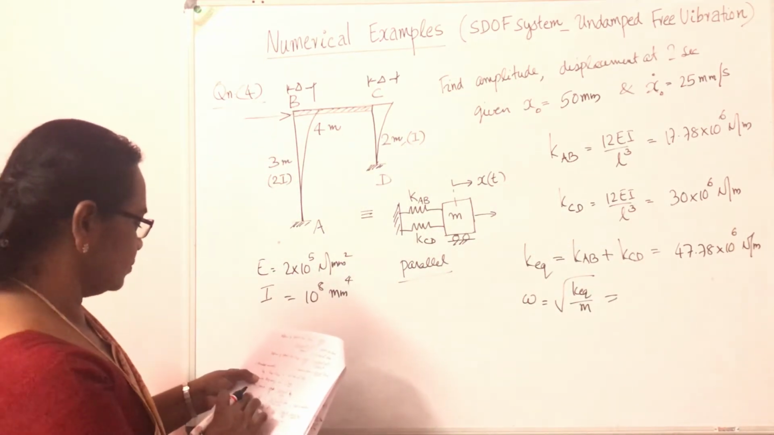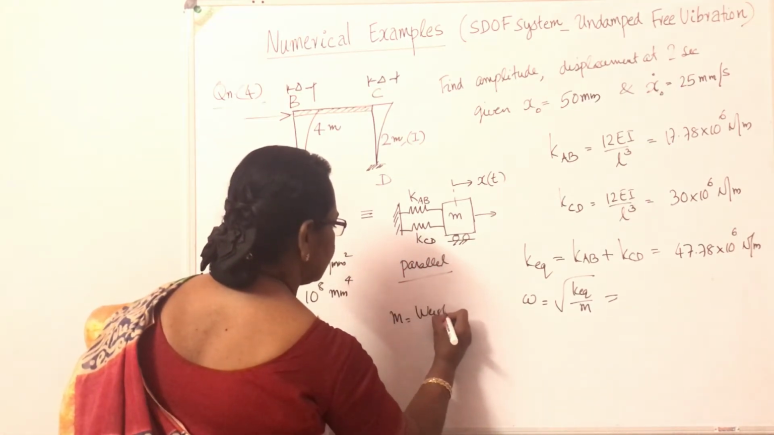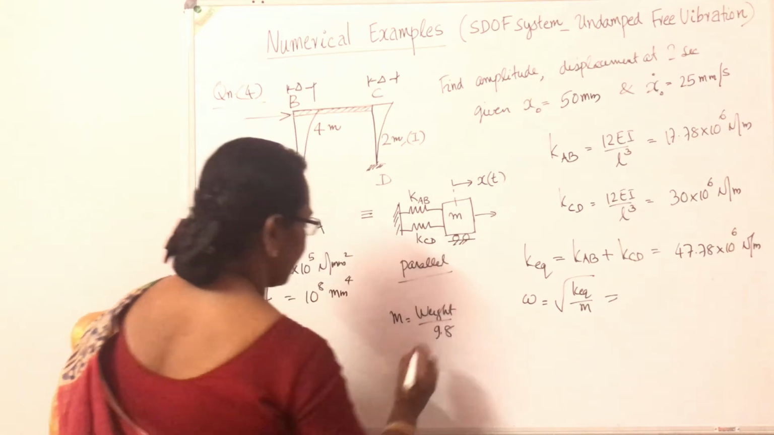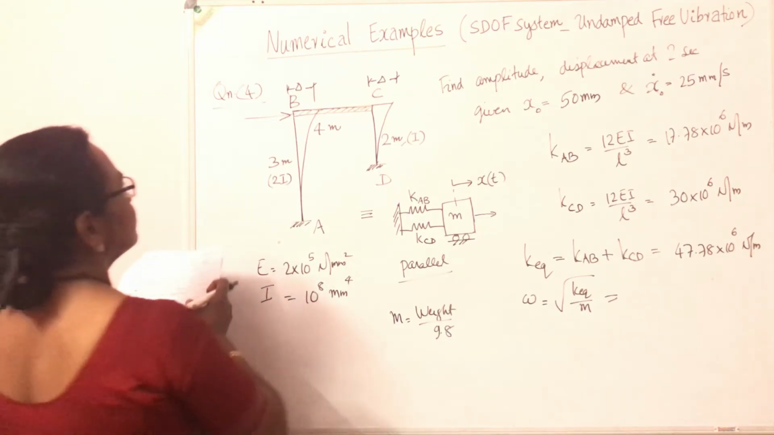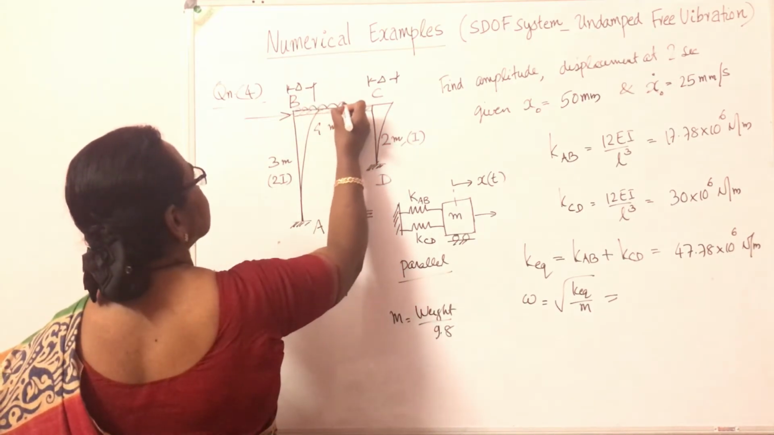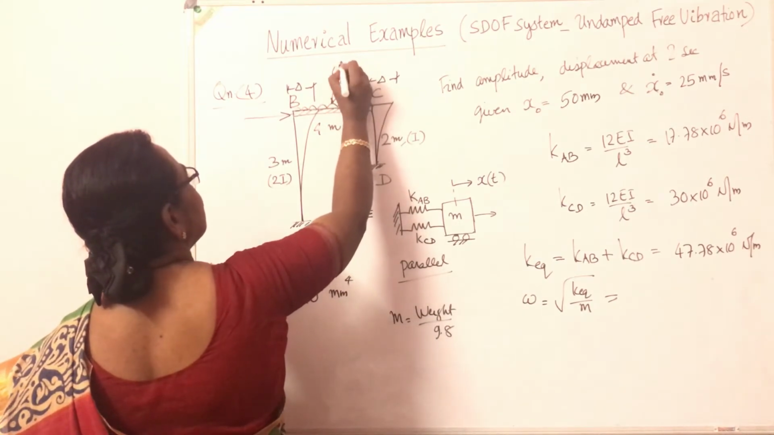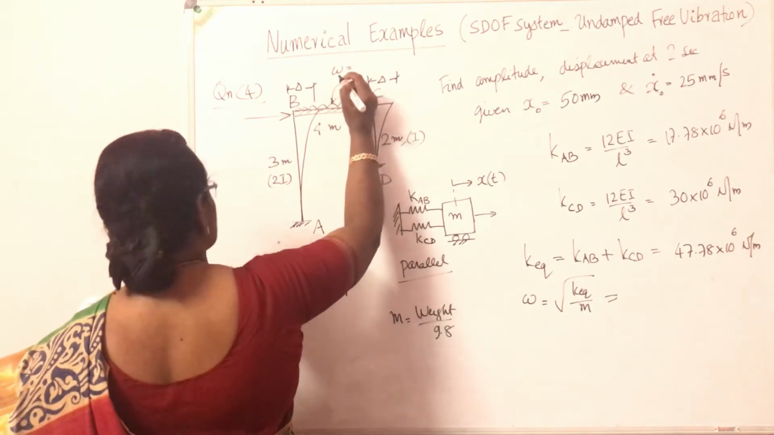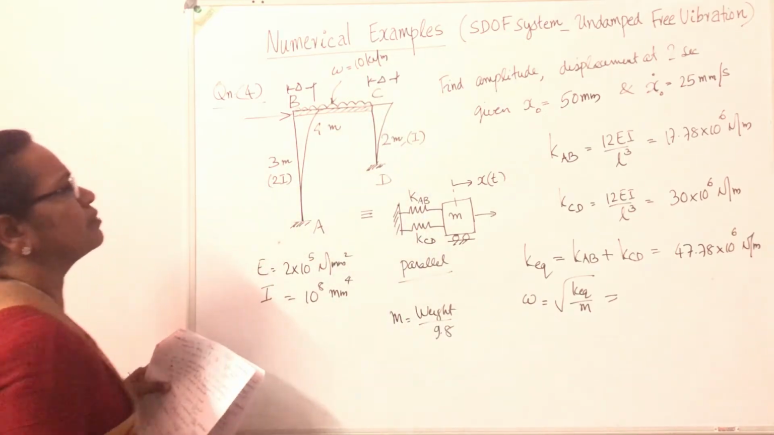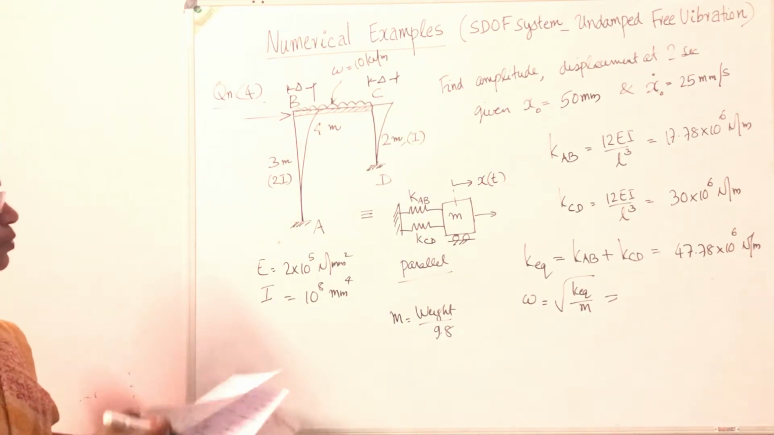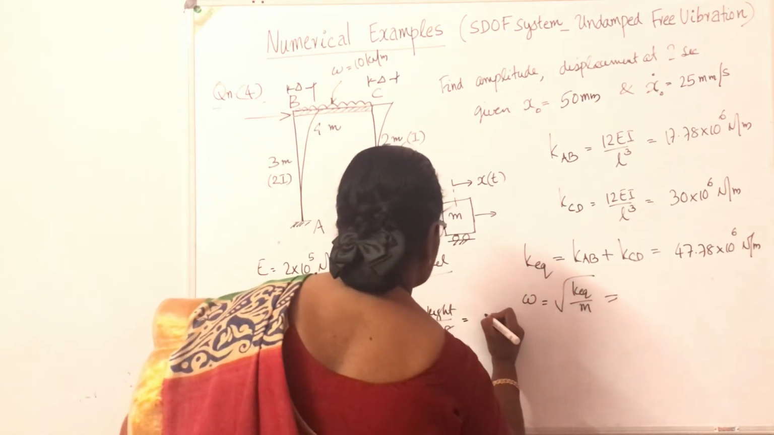M is the mass or the weight. M is equal to the total weight divided by 9.8. So for that, the load on this beam is given as the self-weight W equal to 10 kilonewton per meter. The self-weight of the beam is given as 10 kilonewton per meter. So this mass is equal to weight by this. Weight will be 10 kilonewton per meter.